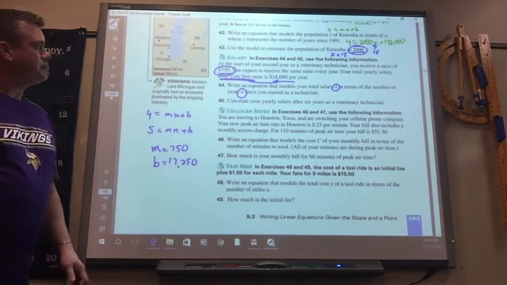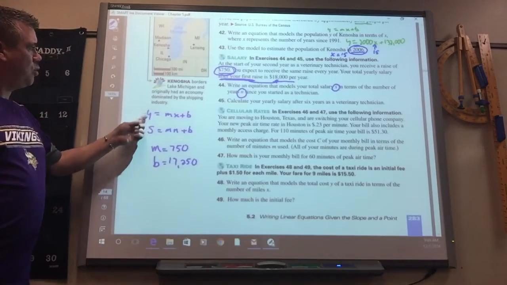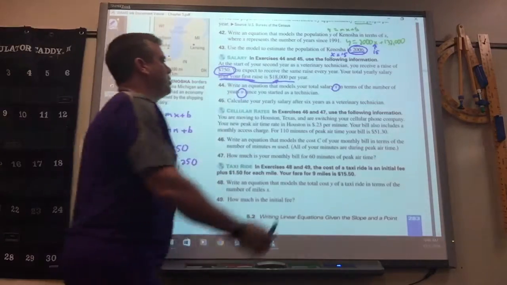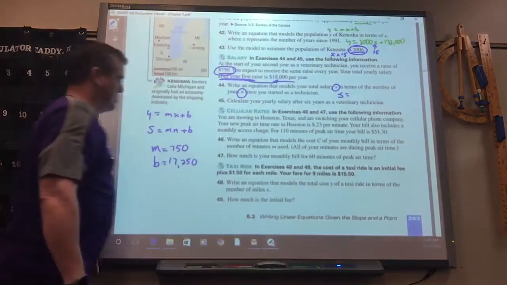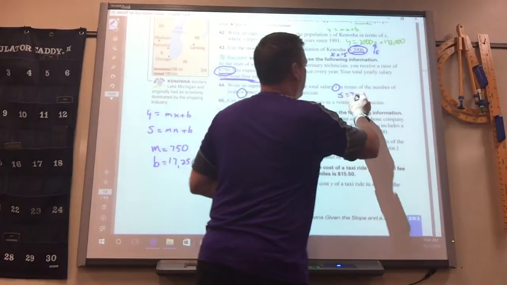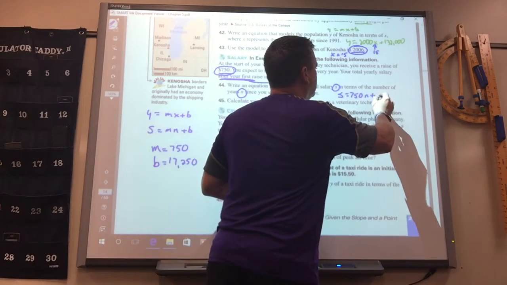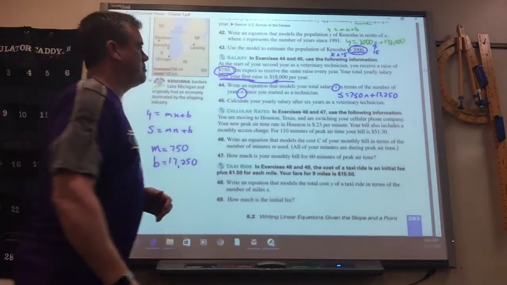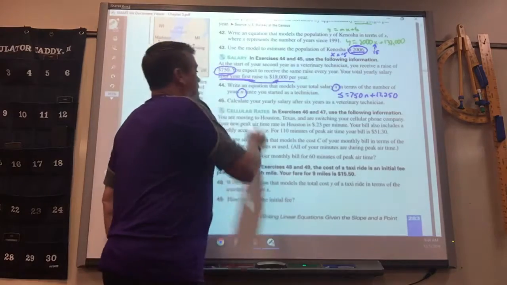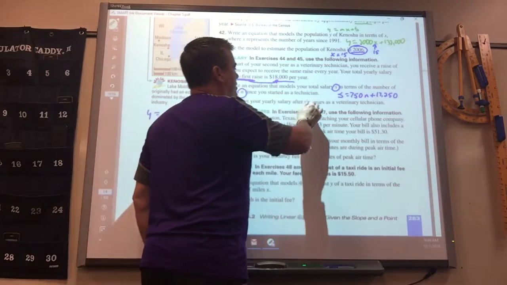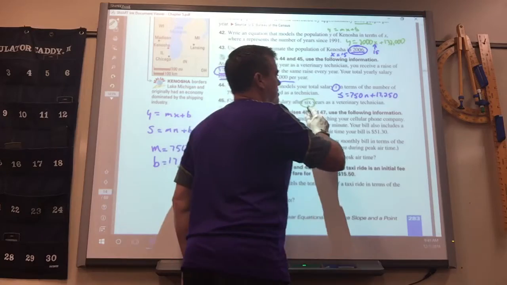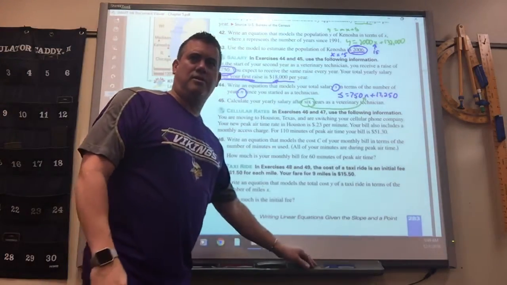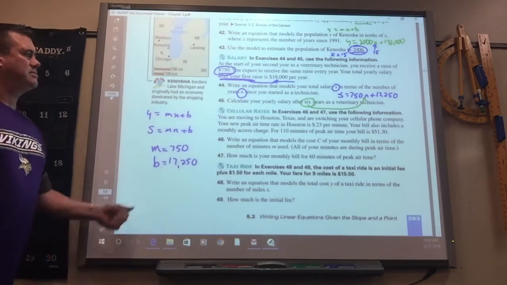So then, the equation, remember you replace the y with the s and the x with n, so it'd be s equals 750n plus 17,250. So then for 45, calculate your salary after 6 years. Where do you put the 6 in? In for n. And again, you can do that. Don't holler it out. Just put your answer down on your paper.